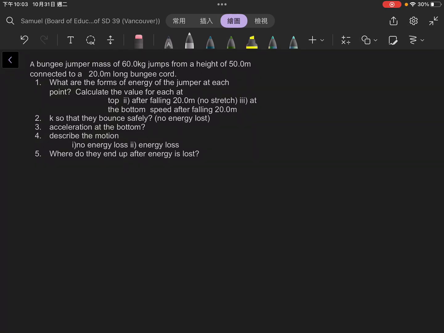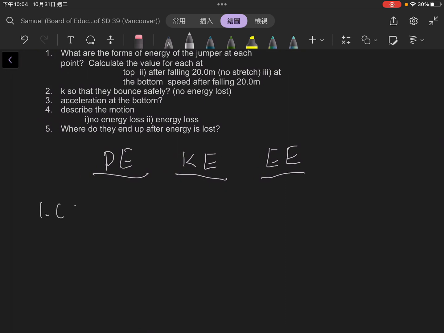So a bungee jumper, mass of 60 kg, jumps from a height of 50 meters connected to a 20 meter long bungee cord. And what are the forms of energy of the jumper at each point? So calculate the value for each at different positions. Yeah, so before this question, just consider what kinds of energy there are. So obviously there is PE, gravitational potential energy, caused by gravity. Yep, and obviously KE, because the jumper is moving, jumping down. And there will also be EE, which is elastic energy from the cord. Yeah, so we can just consider what these values would be at different positions for these sub questions.